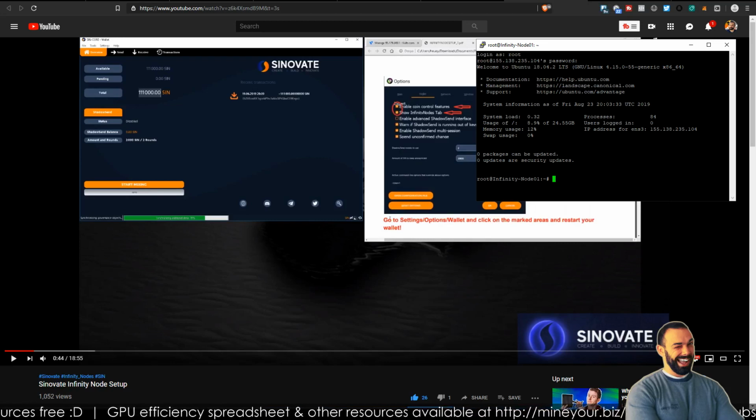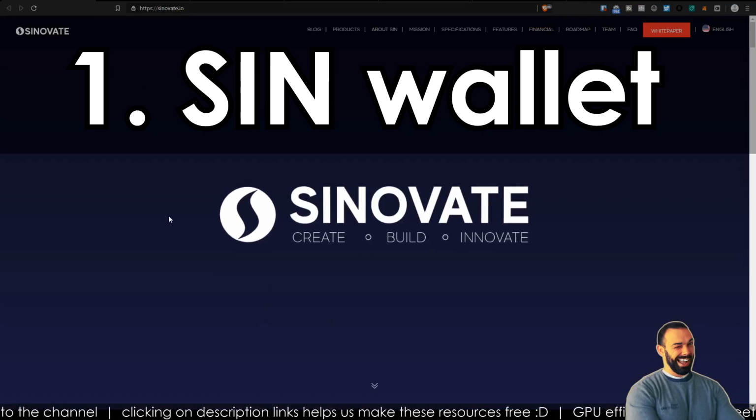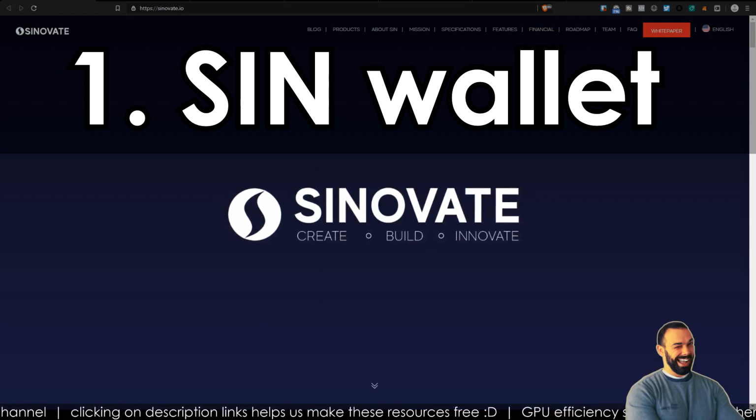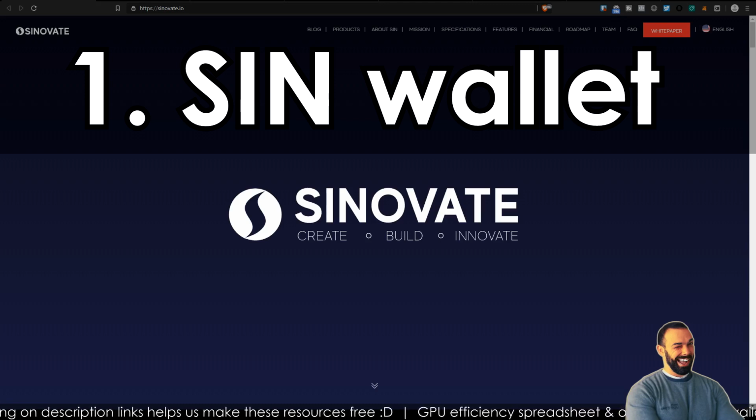The first thing you're going to need is an active SINOVATE wallet, right? If you don't have an active SINOVATE wallet, then you're not going to be able to hold the collateral securely, right? So having that on a desktop or having that on a virtual machine on a computer, you need that to begin with. That amount plus your setup amount, which for a little SIN Infinity node is going to be 10,000 coins. Remember, those will be burned during the process.